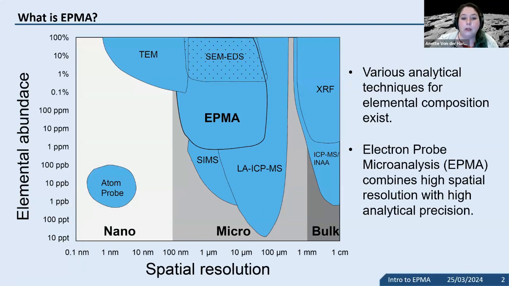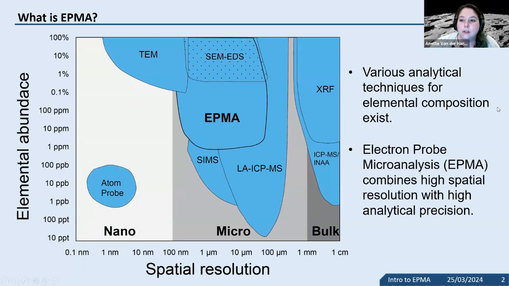So what is electron microprobe analysis? Often shortened to EPMA or EMPA. I usually see EPMA as the analysis type and EMPA as the tool, but I wouldn't say it's rigorously defined. And it's one of many microanalytical tools that we have.